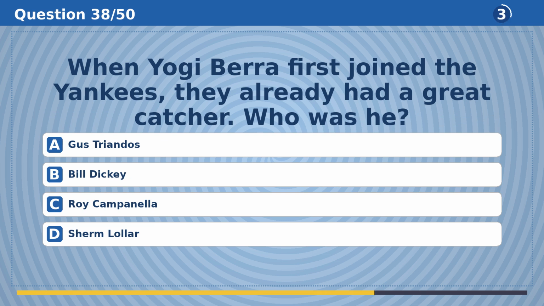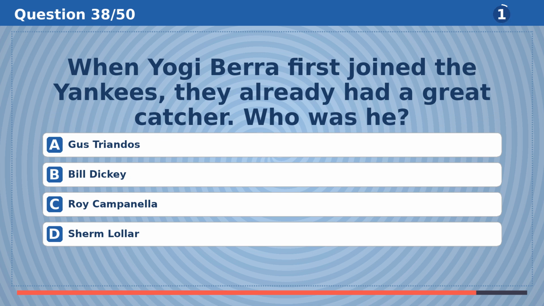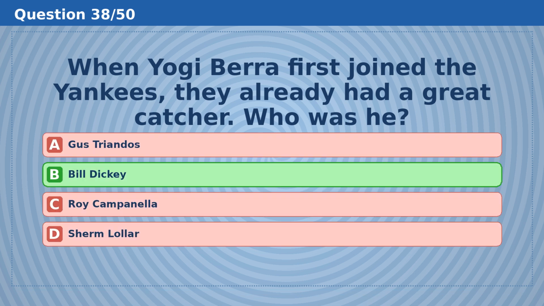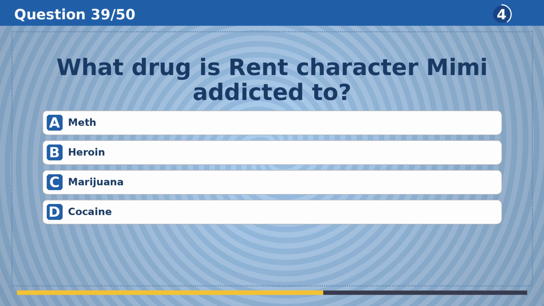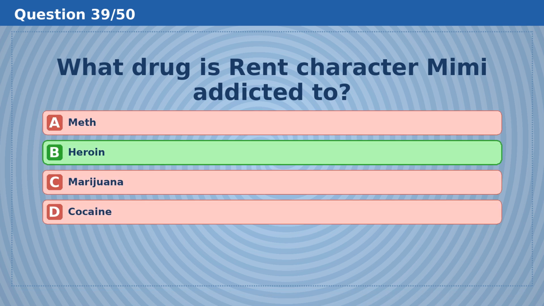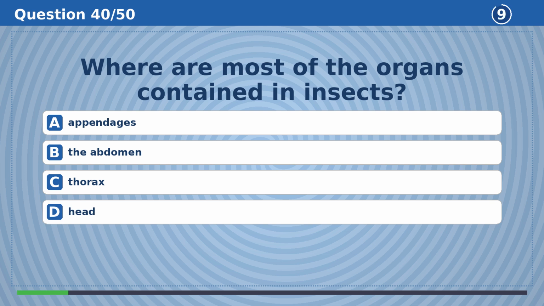When Yogi Berra first joined the Yankees, they already had a great catcher. Who was he? The answer is B, Bill Dickey. What drug is Rent character Mimi addicted to? The answer is B. Heroin.